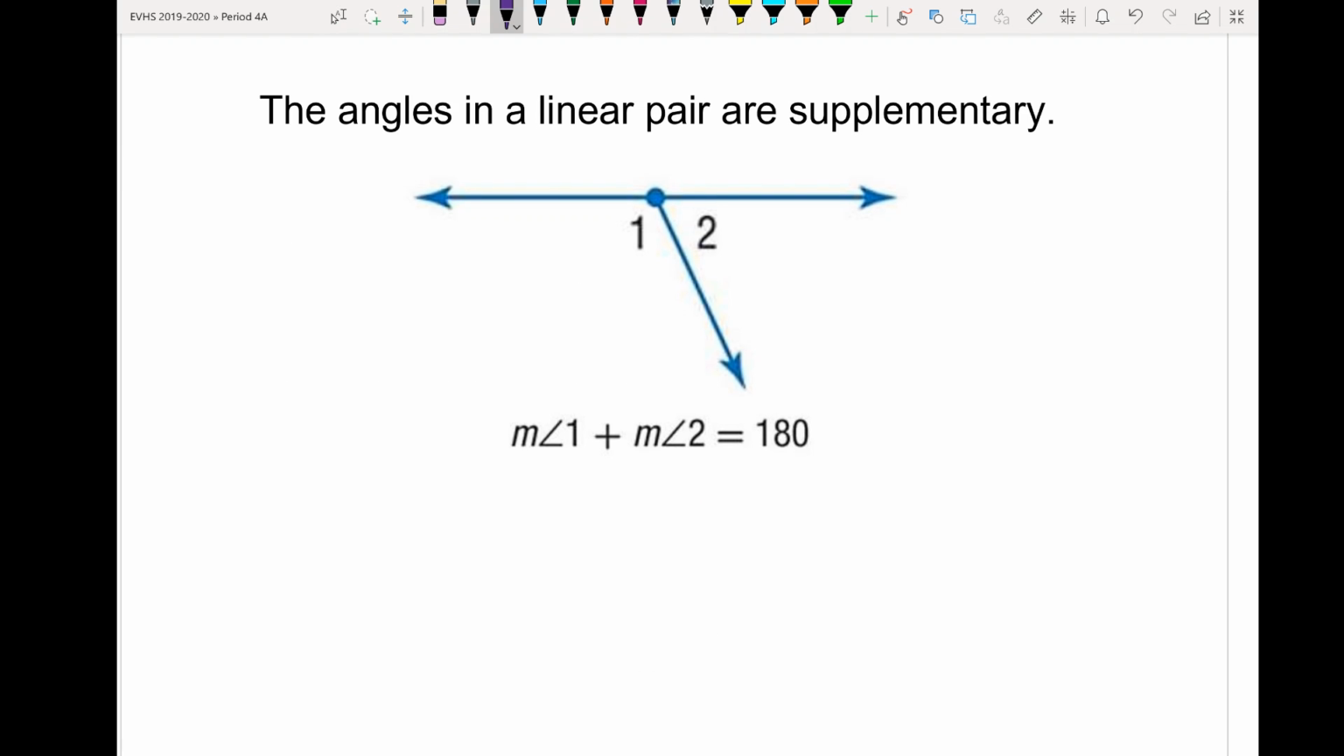All right, and here is just the idea of that. Same thing we talked about before. Something plus something equals 180.